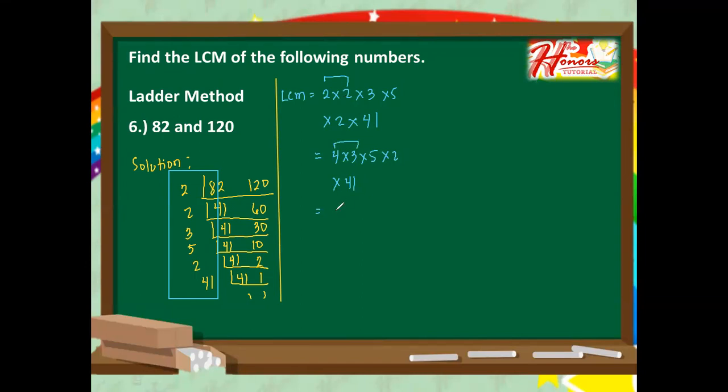4 times 3, that's 12, times 5 times 2 times 41. 12 times 5, that's 60. Times 2 times 41. 60 times 2 is 120 times 41. 120 times 41 is 4,920. So this is our LCM, 4,920. So that's it for getting the LCM or least common multiples.